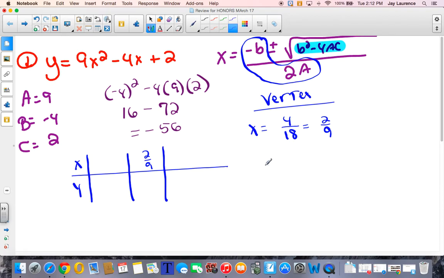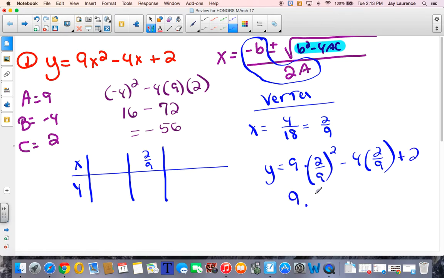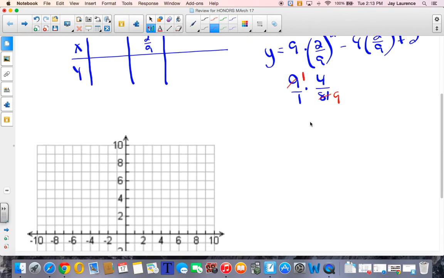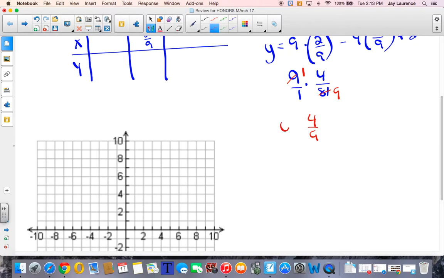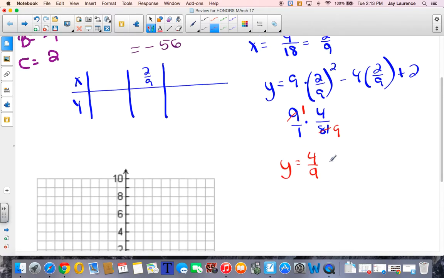To find the y-coordinate, I'm going to plug 2/9 in for x. When I do that, I'm going to get y equals 9 times 2/9 squared minus 4 times 2/9 plus 2. And so I'm going to get 9 times 4/81, which is going to simplify to 1/9. So this part is actually just 4/9. Okay, so y equals 4/9. I have to do the rest of the problem, and it looks like I'm going to have minus 8/9.